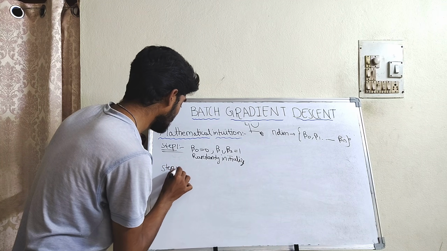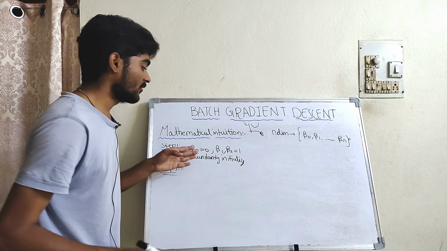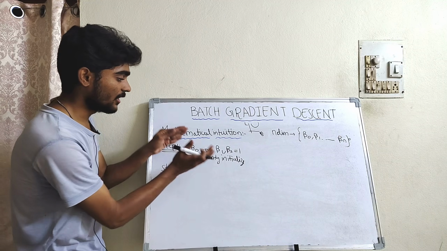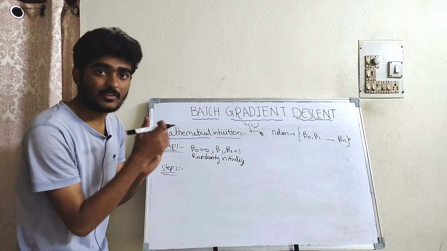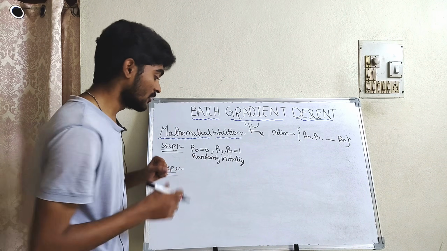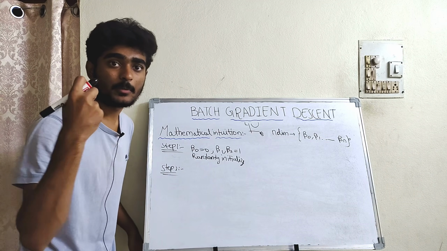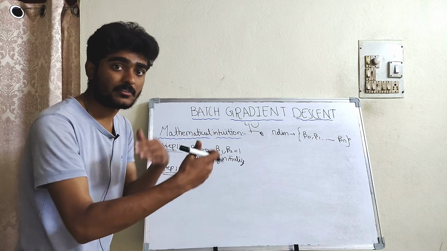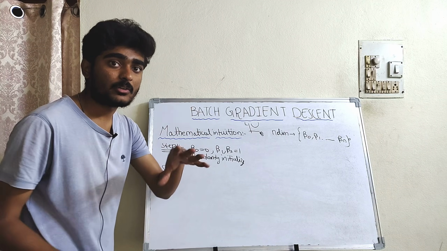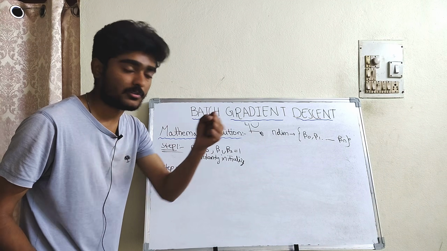In step 2 we need to update these weights and bias parameters. We have randomly initialized them, and now we need to update them to minimize the loss. So in step 2 I will be building a class which updates the weights and bias parameters according to the loss function.